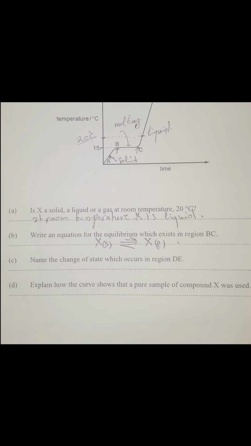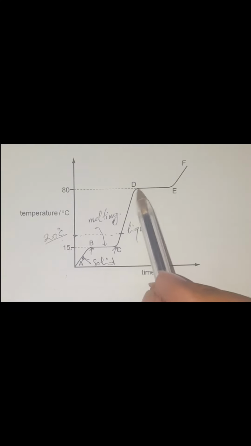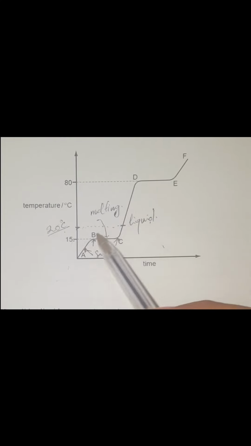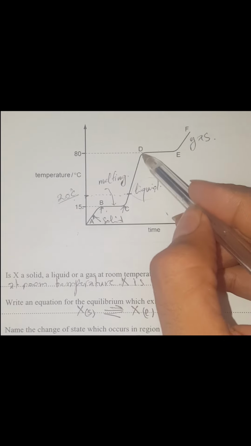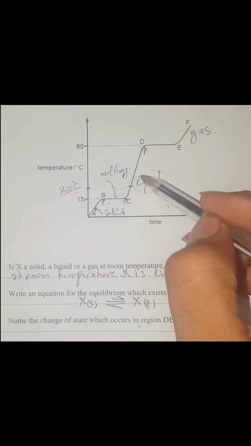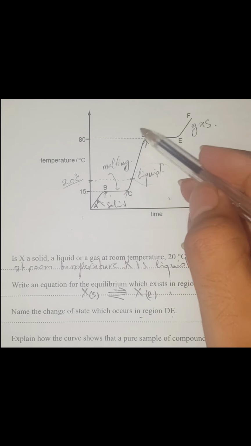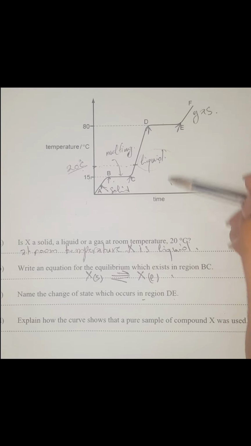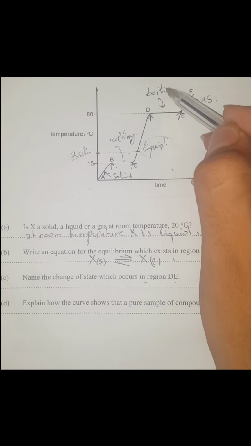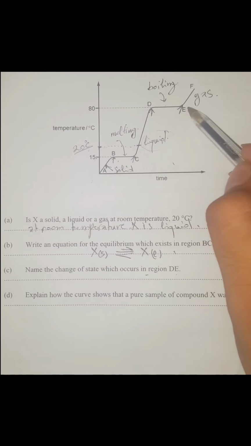Question C: name the change of state which occurs in region DE, which means here. As I told you, we will be having two plateaus. The first one is for the melting, and the second one will be for the change of state from liquid into the gaseous state. So at point D, we will be having the first bubbles of gas forming. And at E, we will be having the last drops of the liquid which remain in the beaker. So here, this is boiling. Boiling is happening in DE.